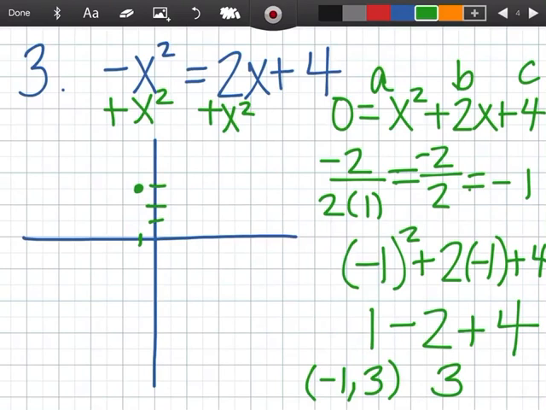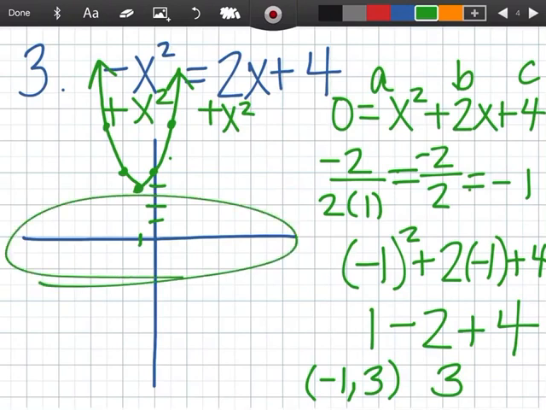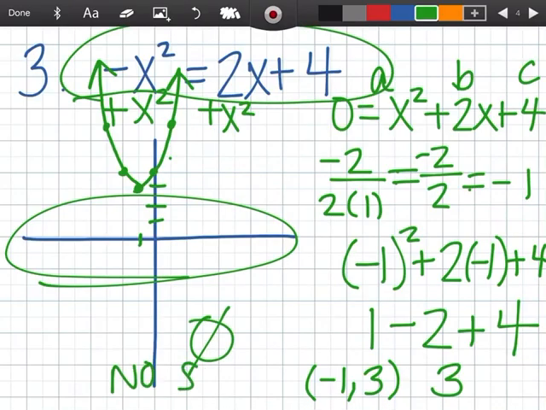And then my standard movements, I'm going to go over 1 up 1, over 1 up 3, over 1 up 1, over 1 up 3. So hopefully you notice something about this green parabola. I can continue to go over 1 up 5 or over 1 up 7. I could keep going forever. When is this parabola going to cross the x-axis? It's not. It's never going to. So when is this equation going to be true? Never. There is no solution.